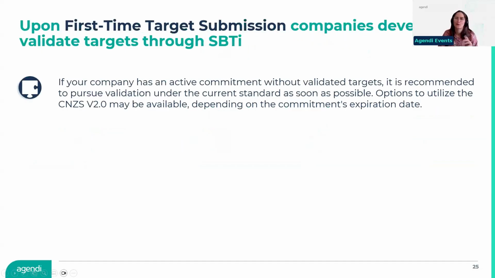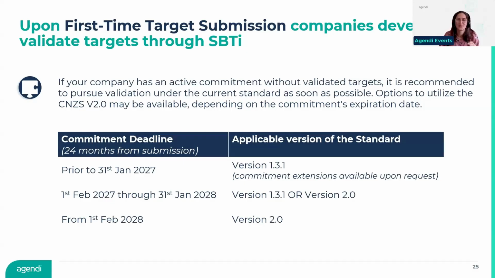Cool. So first-time target submissions are for companies who are considering setting science-based targets and/or have active commitments with the SBTi already. I will note that SBTi officially recommends not waiting and pursuing validation under the current standard as soon as possible. For companies that already have a commitment in place, this is where we're going to get into, apologies in advance, a lot of different dates. So please let me know in the questions if something wasn't clear, but I'll try to communicate these as clearly as possible.